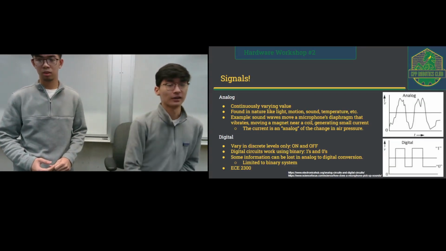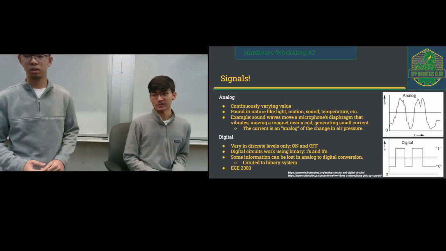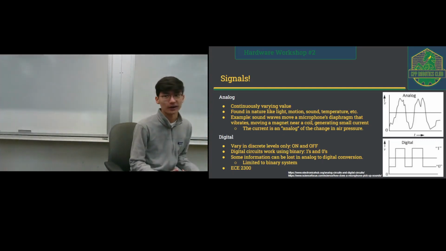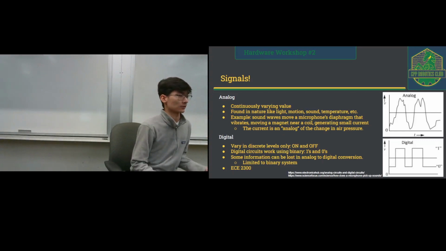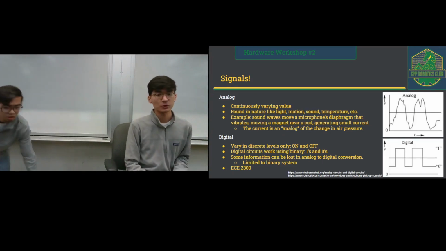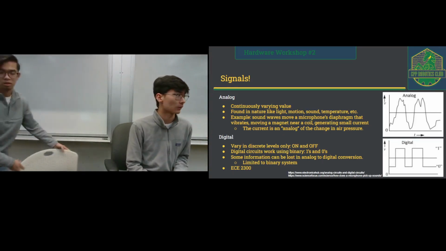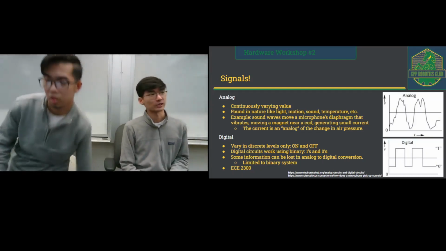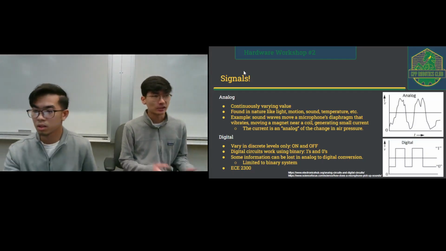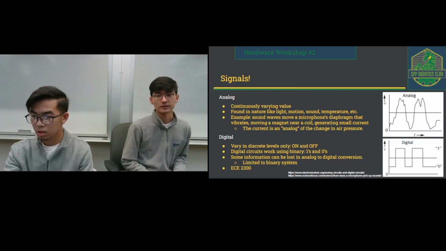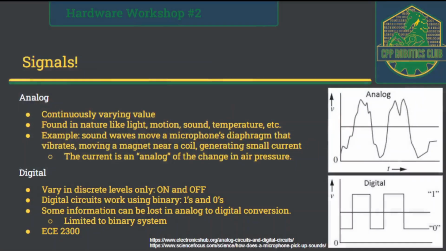So to start off, let's talk about signals. Signals are everywhere. You have 4G, 5G, AM, FM radio, Wi-Fi. These are all classified as signals, right? And I'm sure you've all heard about digital versus analog. So as a recap, analog is a continuously varying value. There's a graph on the right here that shows how signals are changing versus time. They're found in nature, like light, motion, sound, temperature, etc.